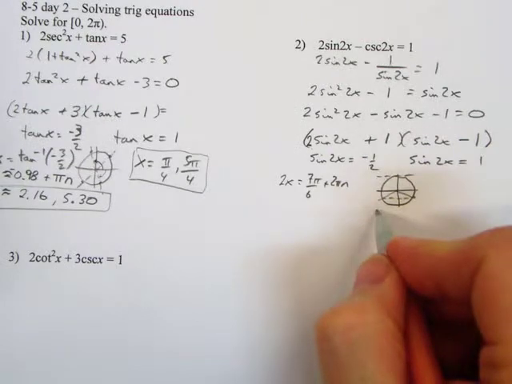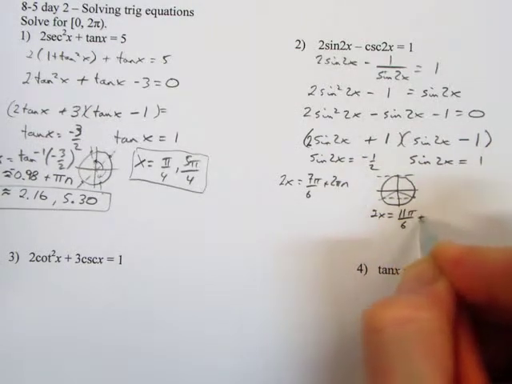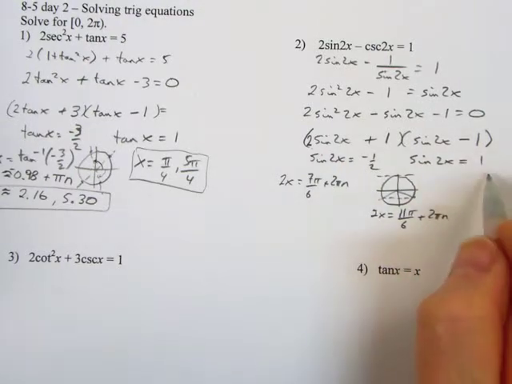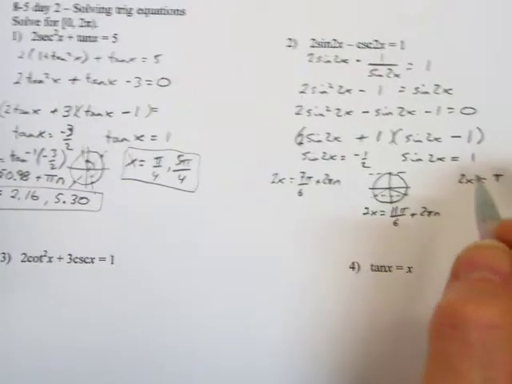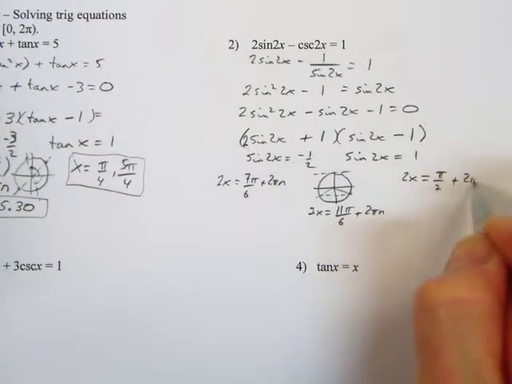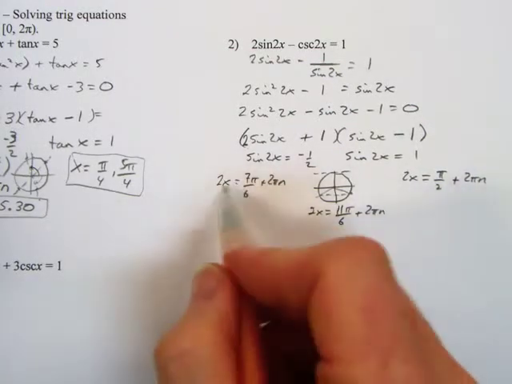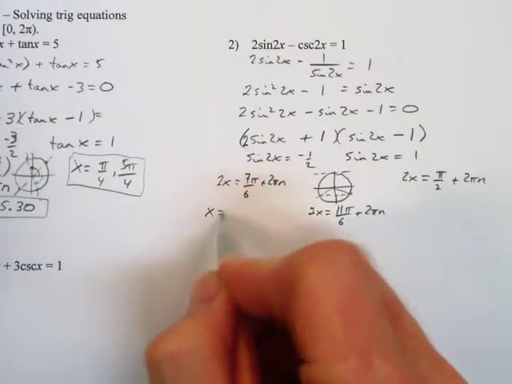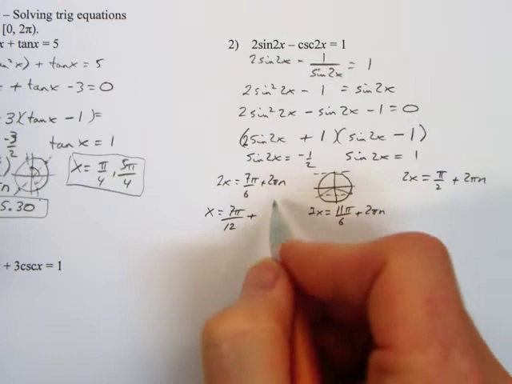I'll have to squeeze it over here. 2x equals 11 pi over 6 plus 2 pi n. And then on this other side, 2x equals pi divided by 2 plus 2 pi n. So go ahead and multiply by 1 over 2 to everything. So we get x equals 7 pi over 12 plus pi n.